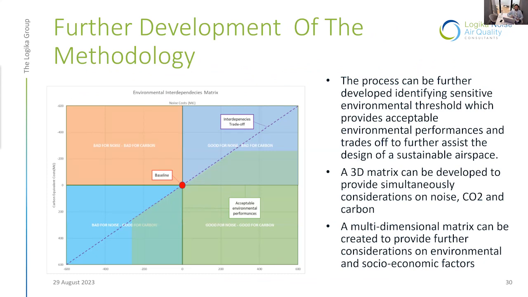So these kinds of assessments were then used to inform the airspace designers in their work and carry on with the airspace change project. And what we could do with these environmental matrices is also define acceptable environmental performance that takes into account the trade-offs between noise and carbon, but we could also make these matrices three-dimensional and add air quality.